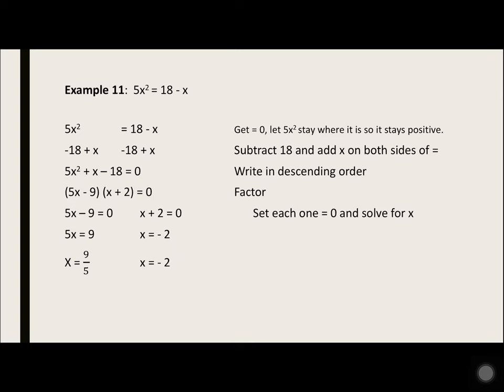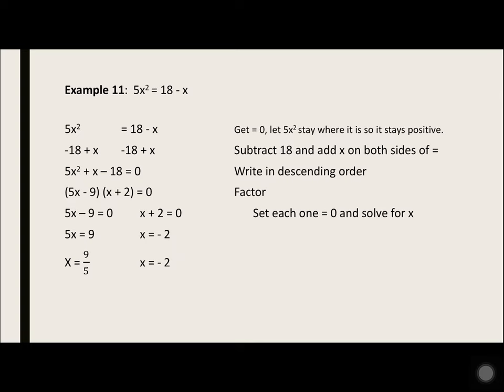Now you're going to factor. This time the factoring's harder because 5x squared has a 5 in front. So you're going to use trial and error. You can check your factoring by foiling out that binomial times a binomial. So set each one equal to 0. 5x minus 9 equals 0. Add 9, so 5x equals 9. Divide by 5, so x equals 9 over 5. X plus 2 equals 0. Subtract 2, so x equals negative 2.